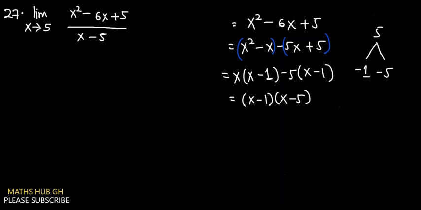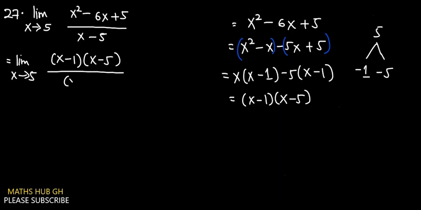So let's go back to the question. We have the limit as x approaches 5, and instead of x squared minus 6x plus 5, we are going to have x minus 1 multiplying x minus 5 divided by x minus 5. From here, this value can cancel out this, and you're just going to be left with the limit as x approaches 5 of x minus 1, and this will give us 5 minus 1, which will be equal to 4.